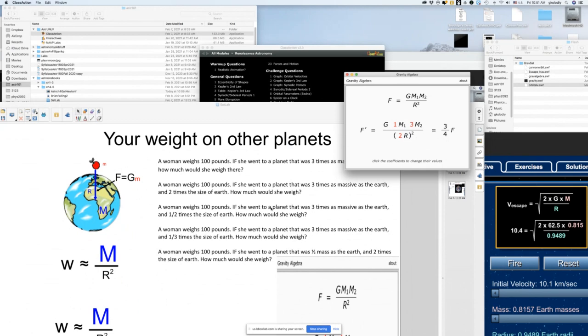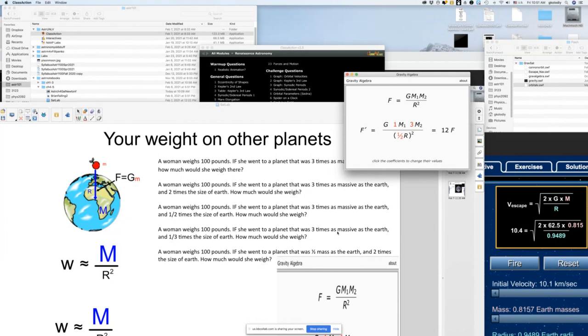How about this other one? She went to a planet that was 3 times as massive and half the size. All right, make this half. Oh, she would weigh 12 times as much. That means 3 divided by 1/2 squared, which is 1/4, which is 12. So she would weigh 1,200 pounds. This is 12 times 100.